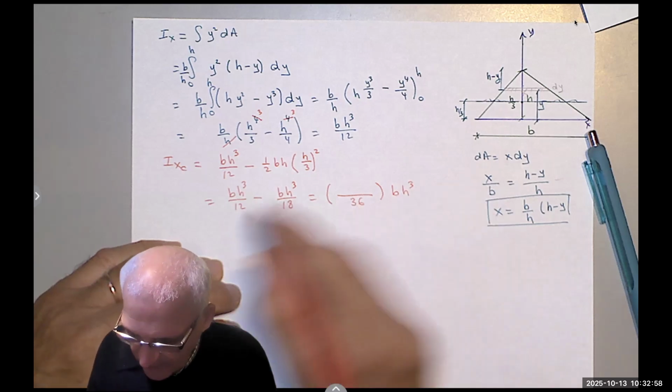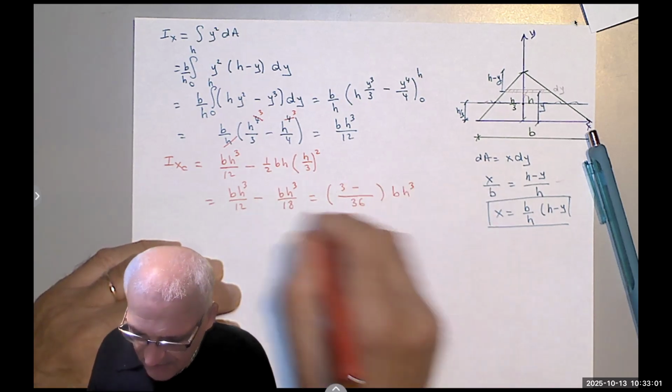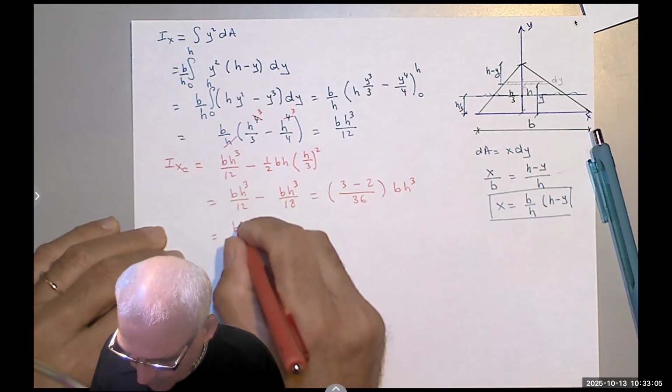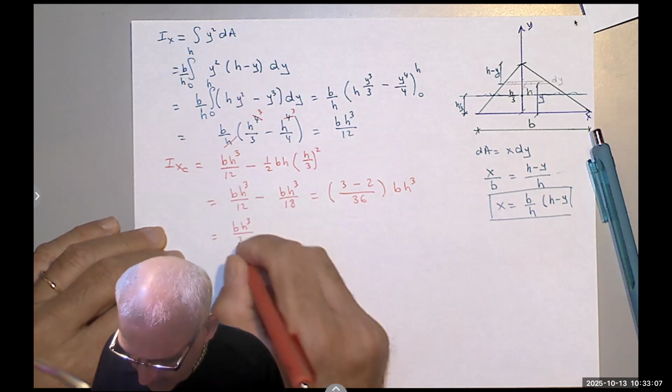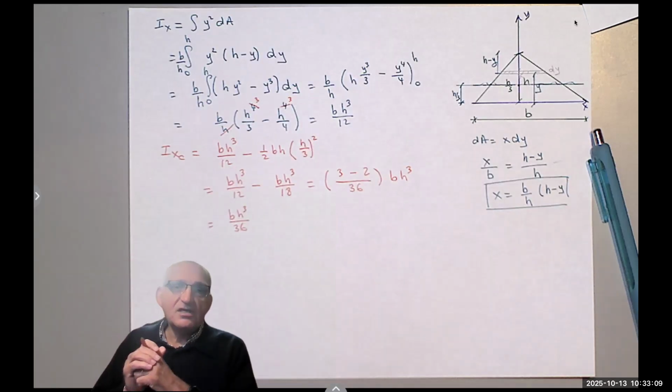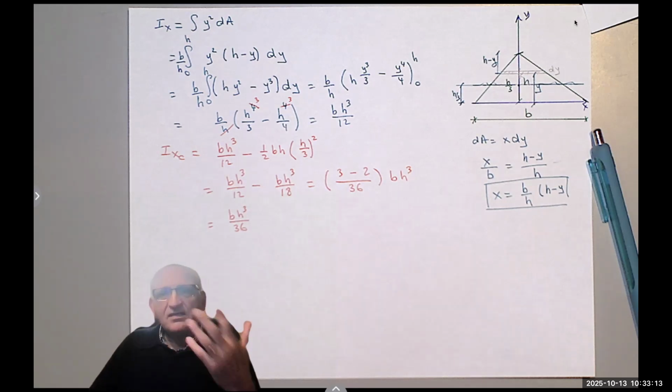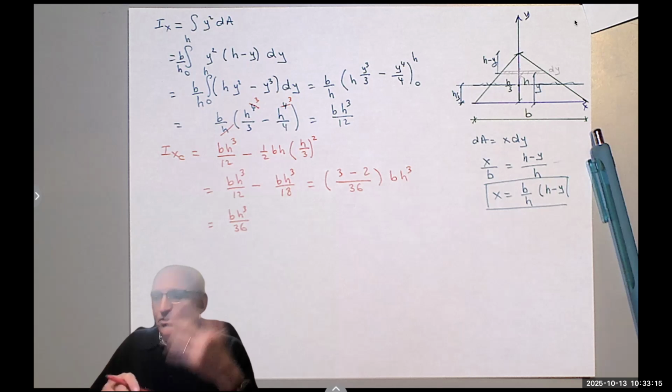36 divided by 12 is 3, minus 36 divided by 18 is 2. So you get BH cubed over 36. That's the moment of inertia of a triangle about its centroid. These are common shapes. Maybe you can do a circle.